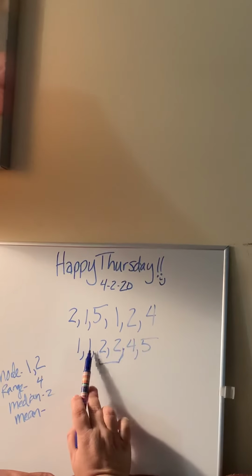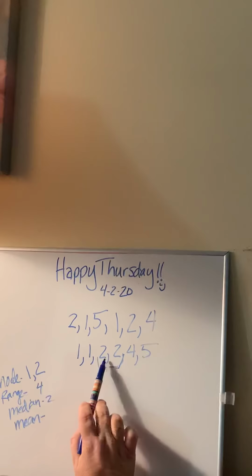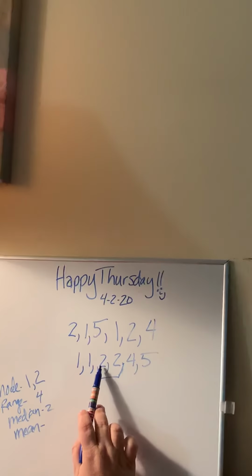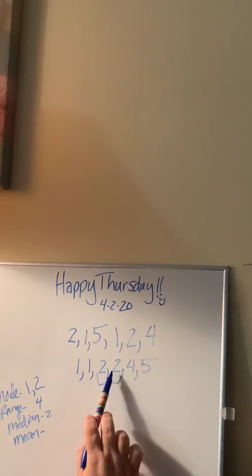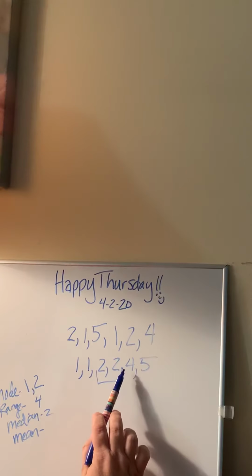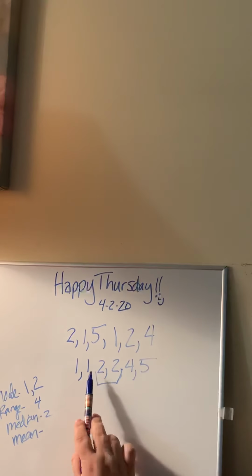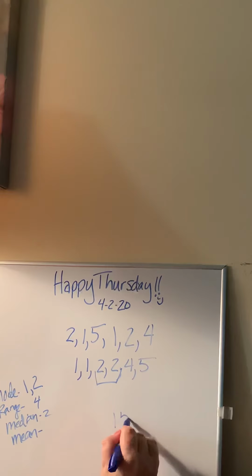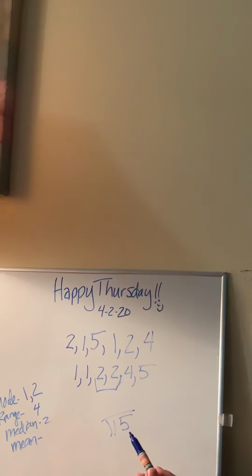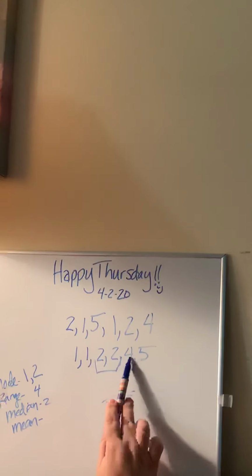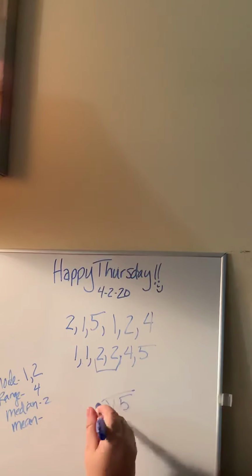So 1 plus 1 is 2, 2 plus 2 more is 4, 4 plus 2 more is 6, 6 plus 4 more is 10, and 10 plus 5 more is 15. Again, all we're doing is adding all those together, okay? And then you divide by how many numbers there are. 1, 2, 3, 4, 5, 6, okay?